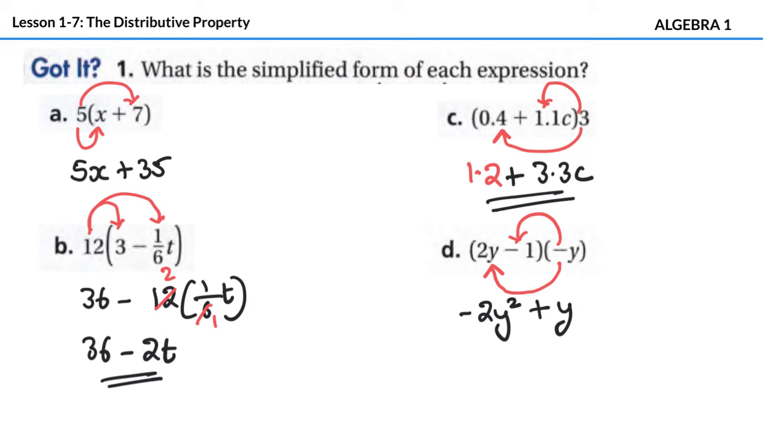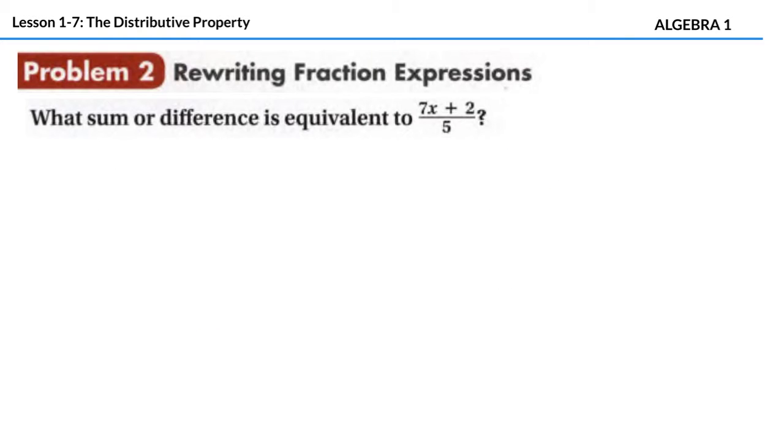So let's go ahead further. Let's try this, rewriting fraction expressions. How can you rewrite an expression that is a fraction in terms of sum and difference? What sum or difference is equivalent to 7x plus 2 over 5? Can I write the same thing as 1 over 5 times 7x plus 2? I can, because it's the same thing.